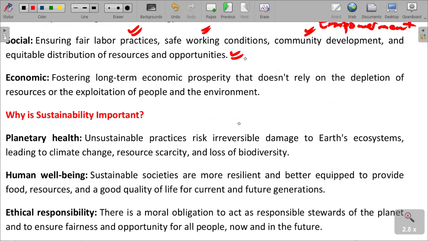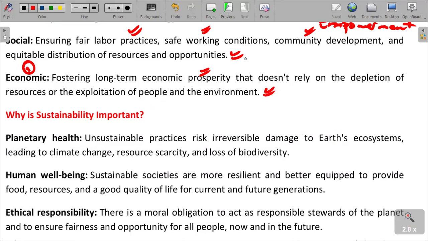And then lastly, we are saying economic sustainability, that has to do with implementing and fostering long-term economic prosperity. Long-term economic prosperity that doesn't rely on the depletion of resources or the exploitation of people and the environment.